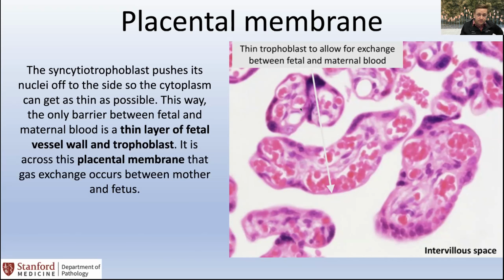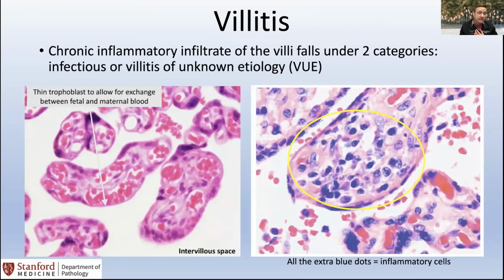Now, when we look at the placental disc and we're looking at the villi, we're looking to see if there are inflammatory cells. So over here on this side, there aren't inflammatory cells. It's just a very thin membrane and a lot of fetal capillaries with red blood cells, which is just what we want. Over here, we see a bunch of extra blue dots, and those extra blue dots are inflammatory cells. And in that case, we have Villitis.